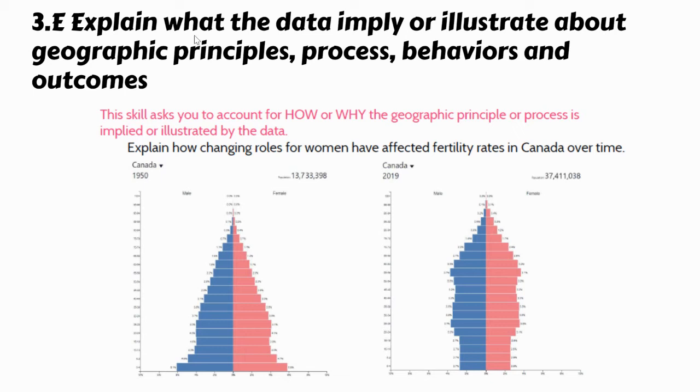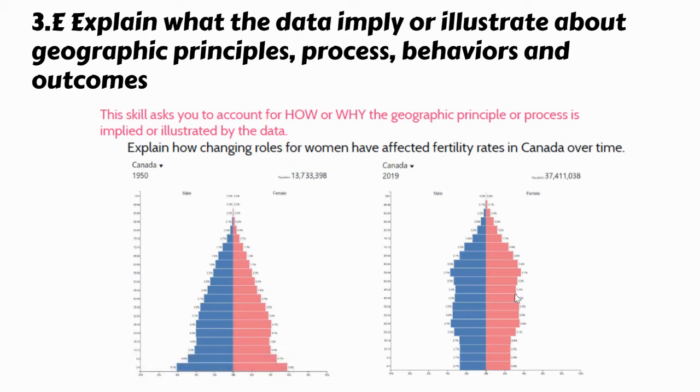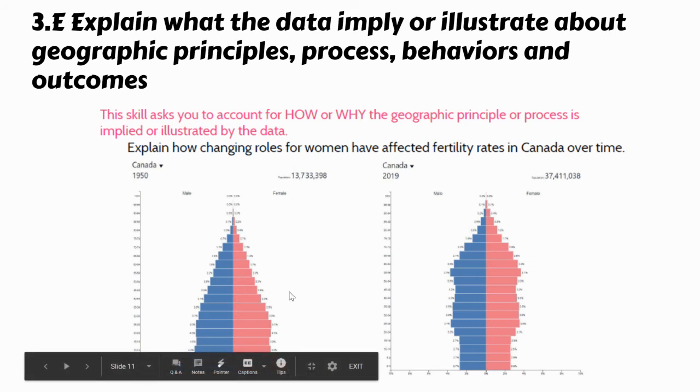Okay, so explain what the data imply or illustrate about geographic principles, processes, behavior, and outcomes. So notice how this is not a describe, right? You're not describing what you're seeing on the population pyramid. You're not describing the stage of the demographic transition. Here, you're explaining how changing roles of females have affected fertility rates in Canada over time. This is almost to a certain degree like a compare. So you have to talk about Canada's shape here, right?